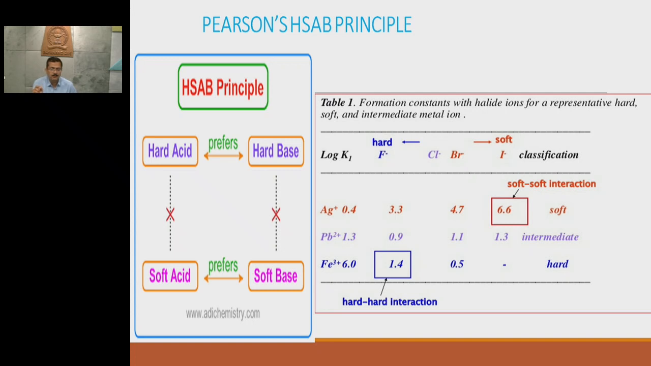So here is one table. That table gives us an idea about the formation constant of halide ions with hard, soft, and intermediate metal ions. In that table, log K represents the formation constant, and it tells us about soft interaction and hard interaction. It means that hard acids prefer to bind with hard bases, but do not bind with soft bases. So this idea we have to get with this Pearson concept.